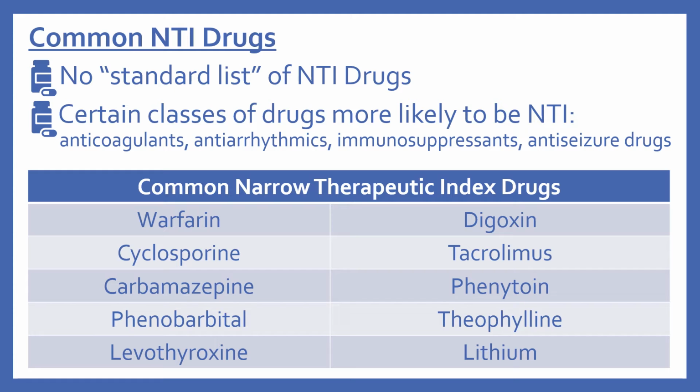So some common narrow therapeutic index drugs we'll look at in a little more detail today are Warfarin, Digoxin, Cyclosporine, tacrolimus, carbamazepine, phenytoin, phenobarbital, theophylline, levothyroxine, and lithium.